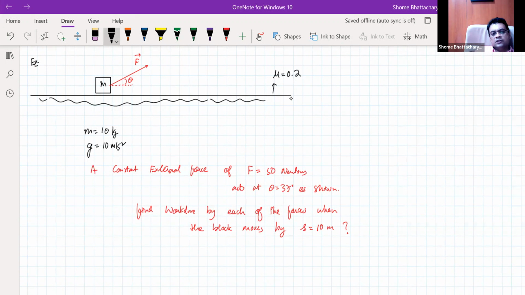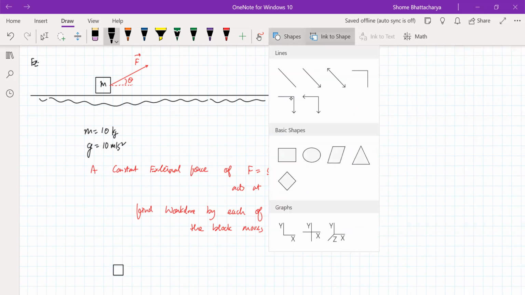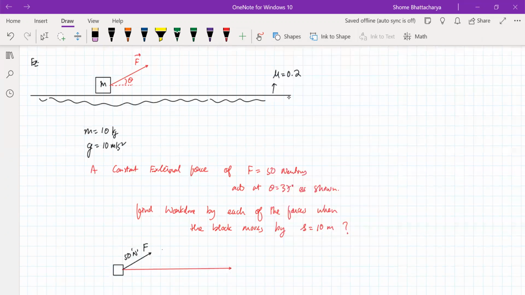So magnitude 50 newtons. And the displacement of the block is in which direction? Horizontally. And it's of magnitude 10 meters. So the angle between these two is 37 degrees. So the work done by this constant force, we calculate just as F dot S. So it will become 50 into 10 into cos 37. So it will become 400 joules. This is the work done by this force F.